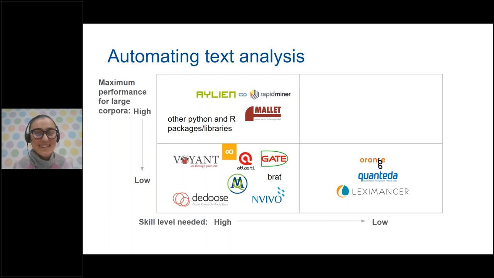Now the natural next step is, once you've done a little bit of qualitative analysis of text, you may want to work with larger corpora. So you may be looking into automating your text analysis, also known as text mining. For that, a lot of people need to start learning things like Python or R to work with different libraries that can help you extract more value from the large corpus you've got. But there are some tools that can help you do that without those skills, like Orange and Quanteda Studio, which is something that we've funded as well.